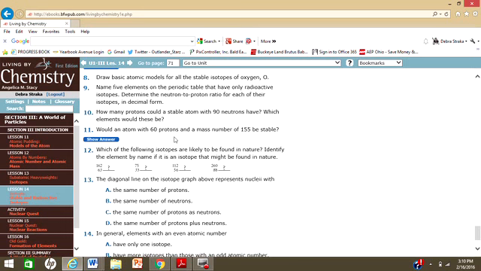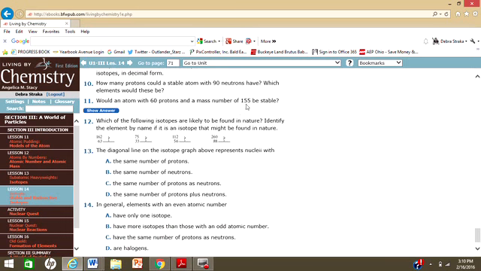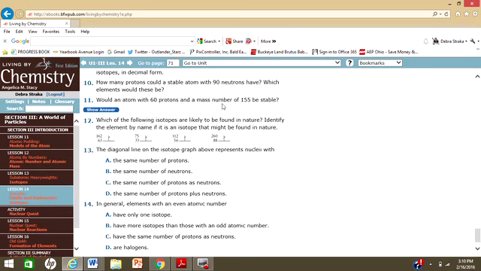Number 11. Would an atom with 60 protons and a mass number of 155 be stable? So again, 60 protons is your identity. This is your total mass, so do 155 minus 60 to get your number of neutrons, and then just go look on the periodic table and see if you can find that. Is it stable? If it's stable, it'll be black or gray, not white. Go ahead and hit pause.